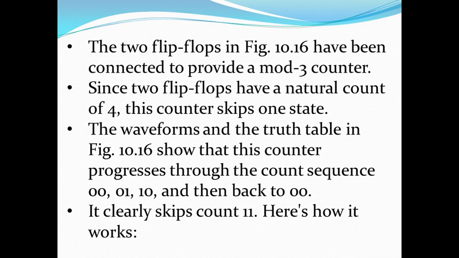The waveform and the truth table in figure 10.16 show that this counter progresses through the count sequence 0 0, 0 1, 1 0 and then resets back to 0 0. It only has these three discrete states, 0 0, 0 1, 1 0, and 1 1 is skipped, and it comes back to the 0 0 state. It clearly skips the count 1 1. Here is how it works.